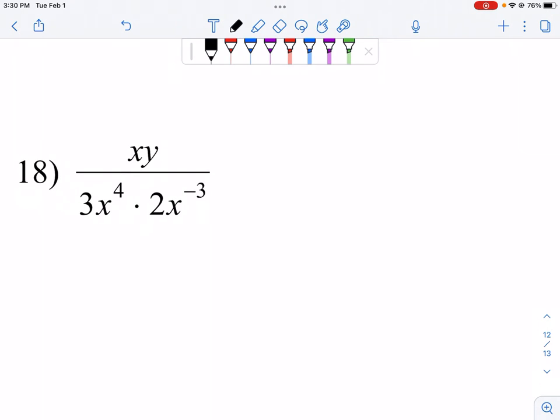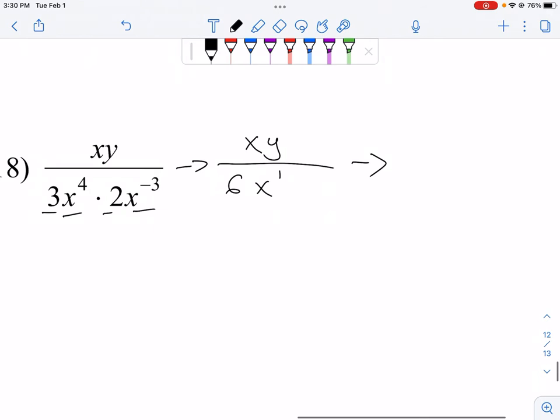On 18, I'm going to go ahead and take care of, well, these are not moving. 3 times 2 makes 6, and positive 4 and negative 3 would make 1. And now x and x cancel each other out, so I have y over 6 is my answer.